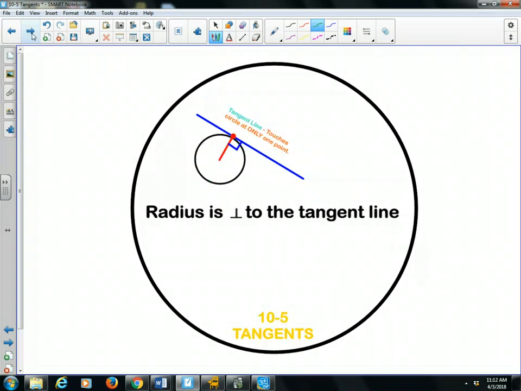Now, for a tangent line and a radius, that relationship, a radius is always perpendicular to a tangent line. So if a radius and a tangent line intersect, that intersection is always going to be 90 degrees or a right angle. Okay? That's the first property here in our 10.5 notes.